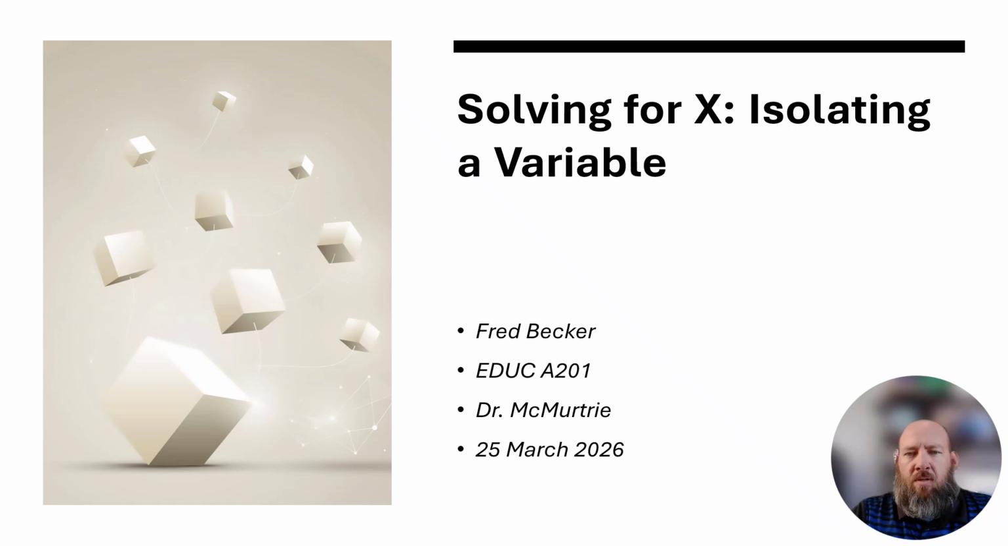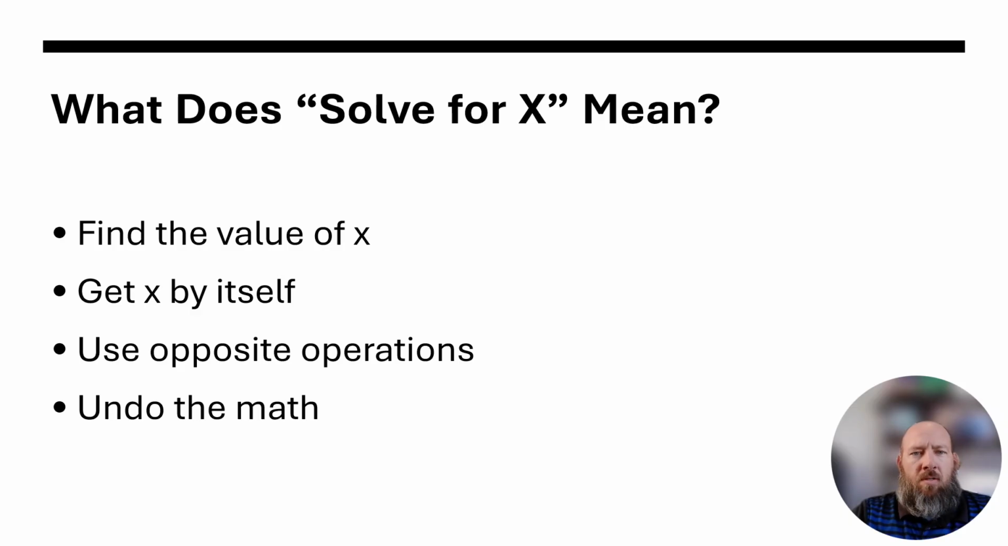Today we're going to go over a simple foundational skill in algebra, and that is how to isolate a variable and solve for x. So, what does solve for x mean? What we're really trying to find out is what makes this equation true. And by figuring out what makes it true, we need to find out the value of x. So to do this, we have to do opposite operations. We have to undo the math that we see there and get x by itself.